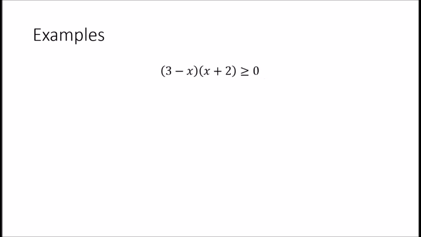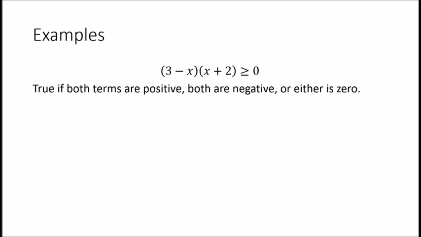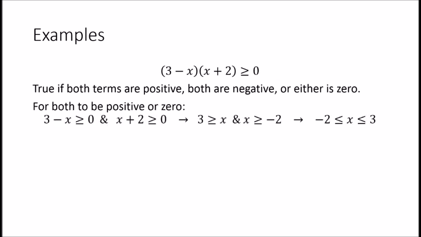So in this example, we have two terms that are multiplied together that are greater than or equal to 0 together. In order to make this true, we need either both terms to be positive, both terms to be negative, or either one of them is allowed to be 0. So in order to make both of them positive, we need simultaneously 3 minus x to be greater than 0 and 2 plus x to be greater than 0. If we solve that, we get that that is true on the interval between -2 and 3.